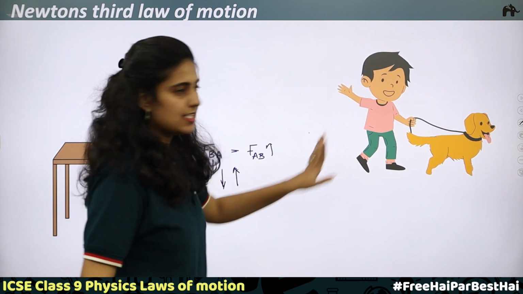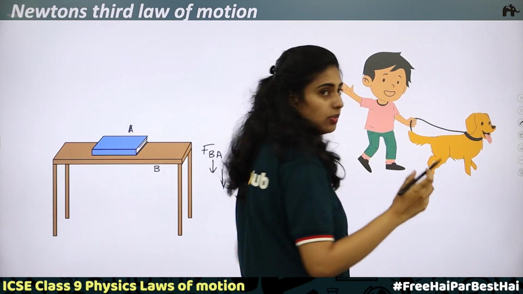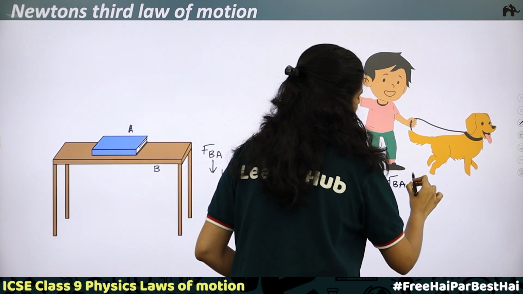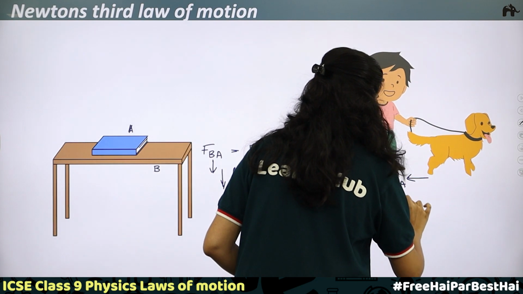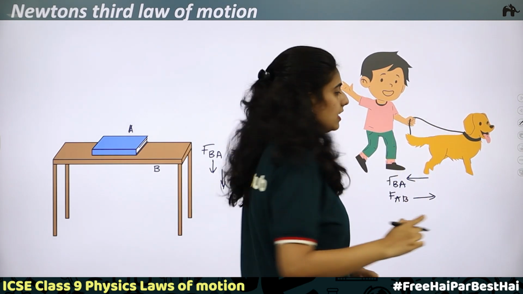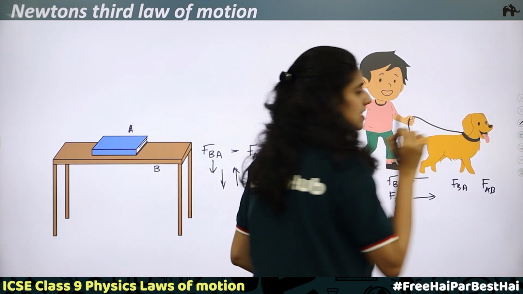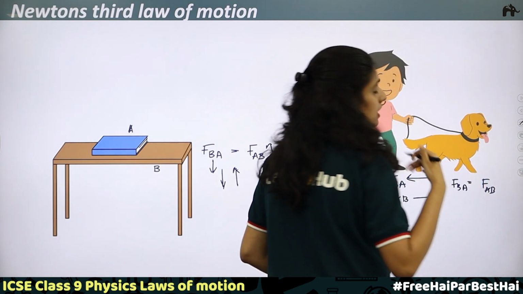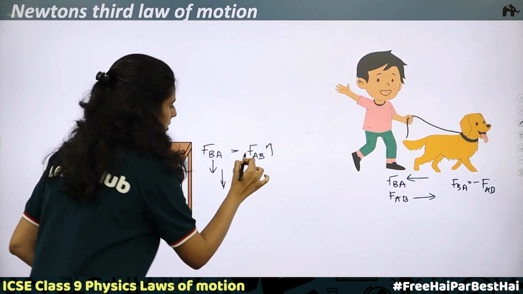Now again in this example, the force applied by the boy on the ground, we will take as FBA. FBA will be in the backward direction, and FAB will be in the forward direction. That helps him to move. This FBA and FAB will have the same magnitude. The direction is different. So the difference in direction we can represent by a negative sign.